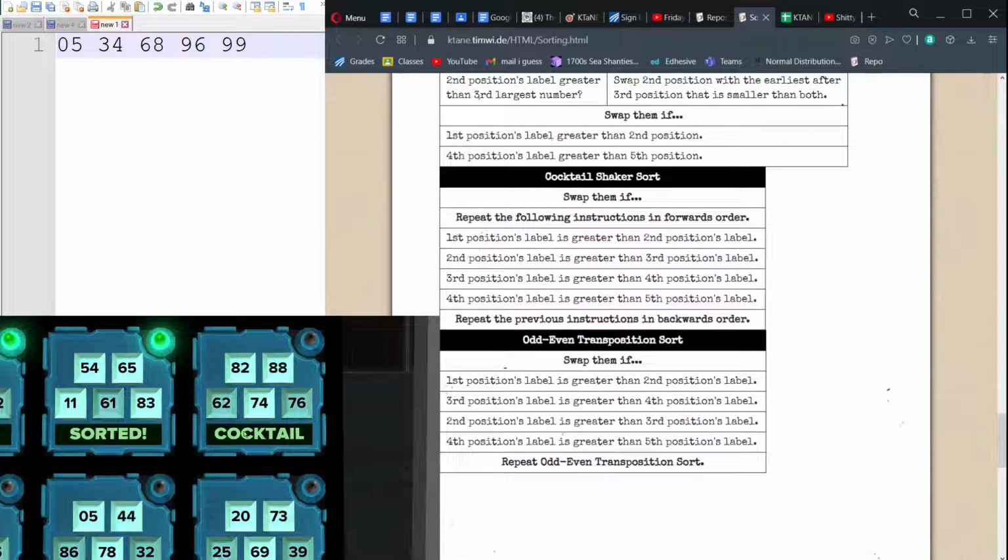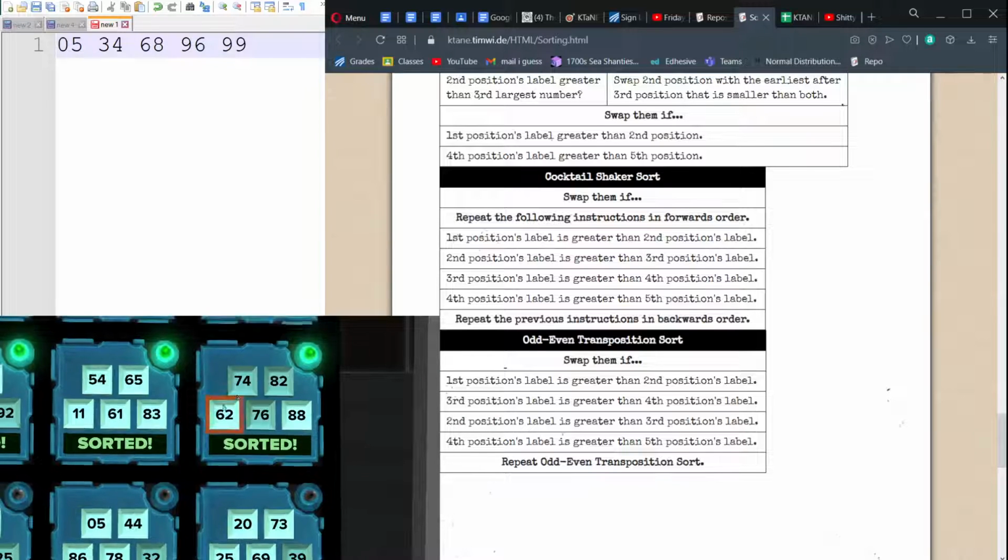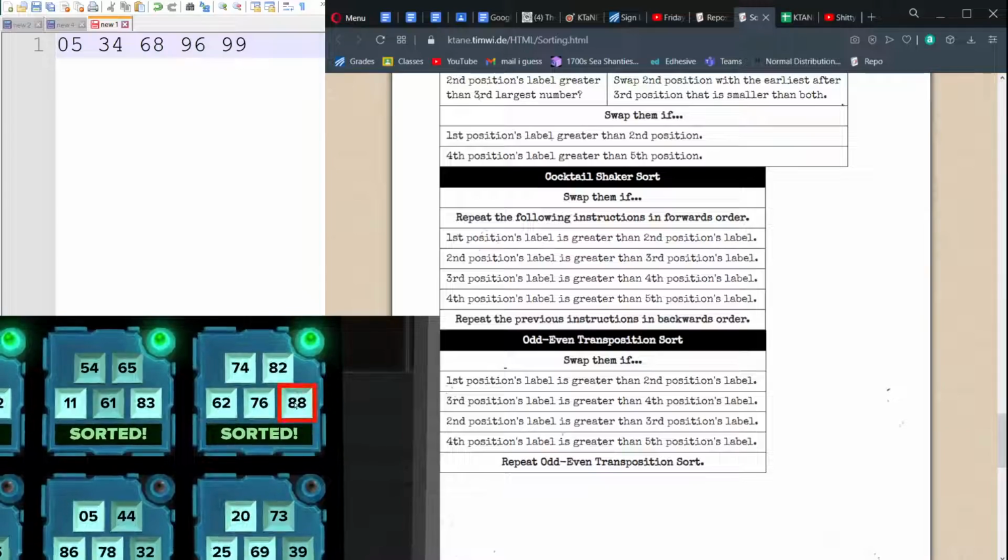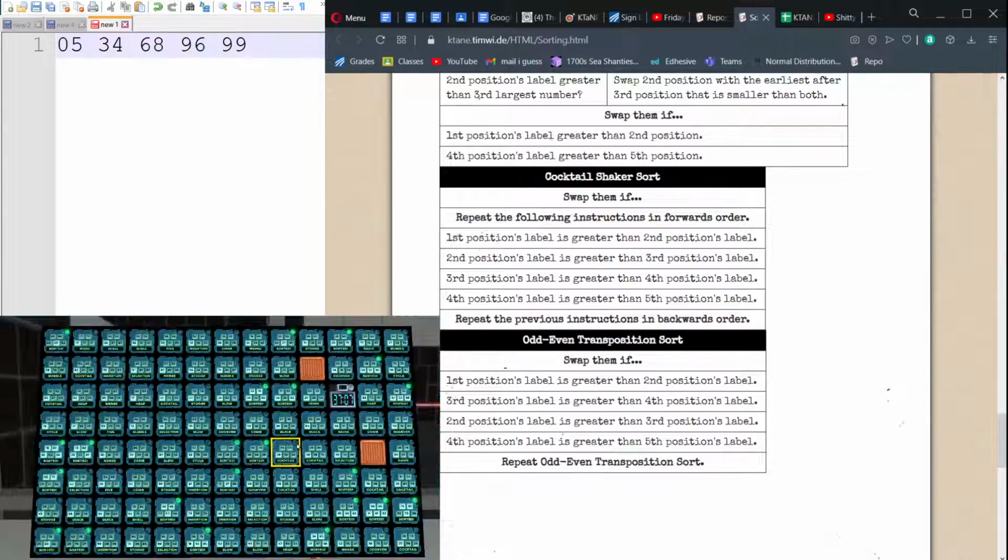Let's see, let's do this one. 62 and 82, these don't swap. These ones do swap. 82 and 88 don't swap, but 88 and 76 does. And since we swapped these two, we're going backwards now. So 76 and 82, we swap those. So yeah, what essentially happens is you go from here, here, here, here, here, and then all the way back, and then all the way forwards.